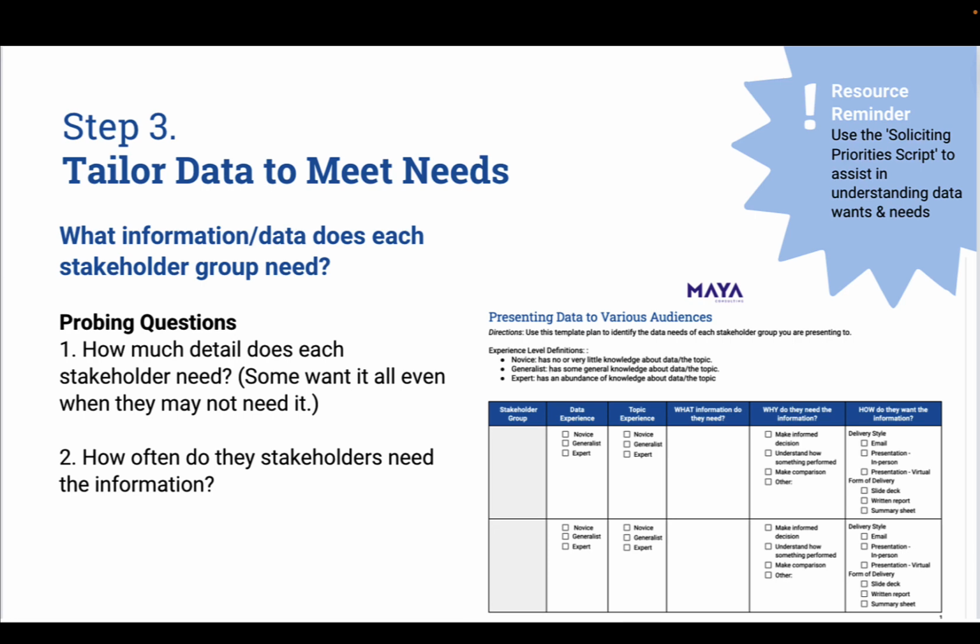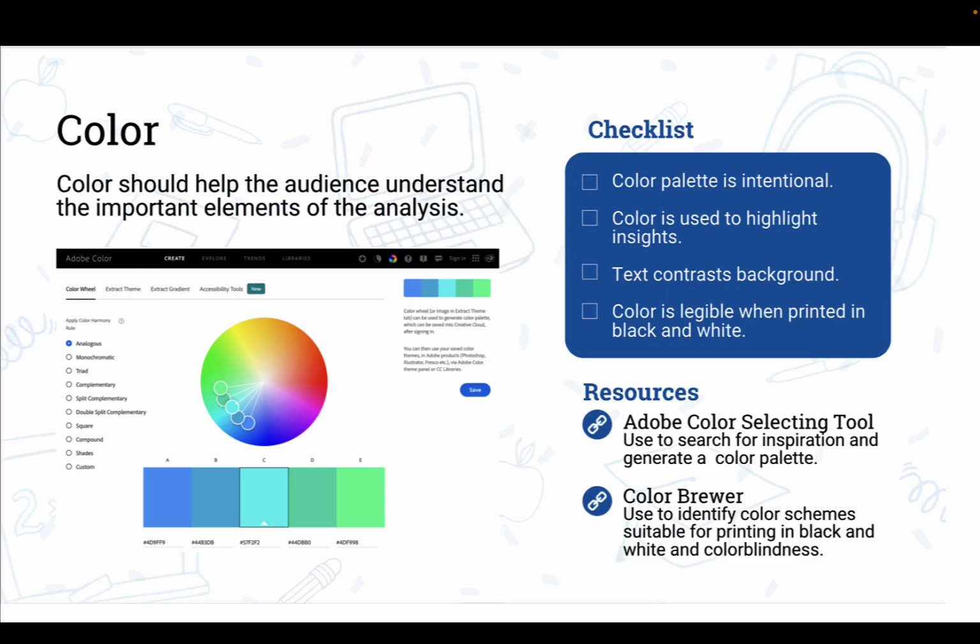Before we jump into those four main methods of disseminating data, we're going to recover best practices in data visualization. These best practices cover all methods of disseminating data and thus are applicable to each method that we'll discuss. The first important consideration when creating an engaging visual is color. The color should help the audience understand the important elements of the analysis and should not be random.